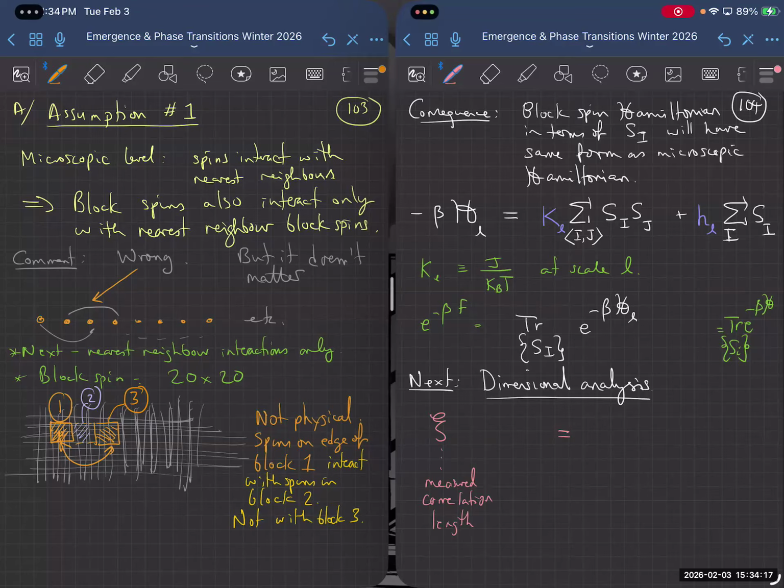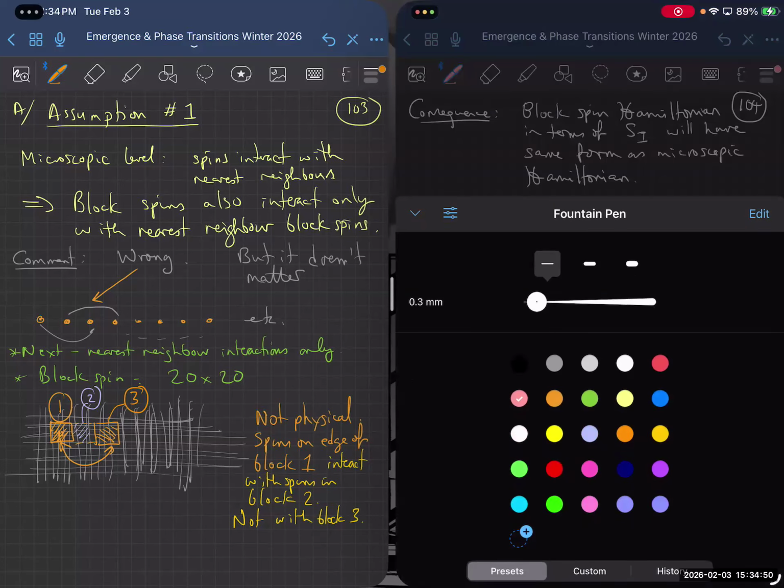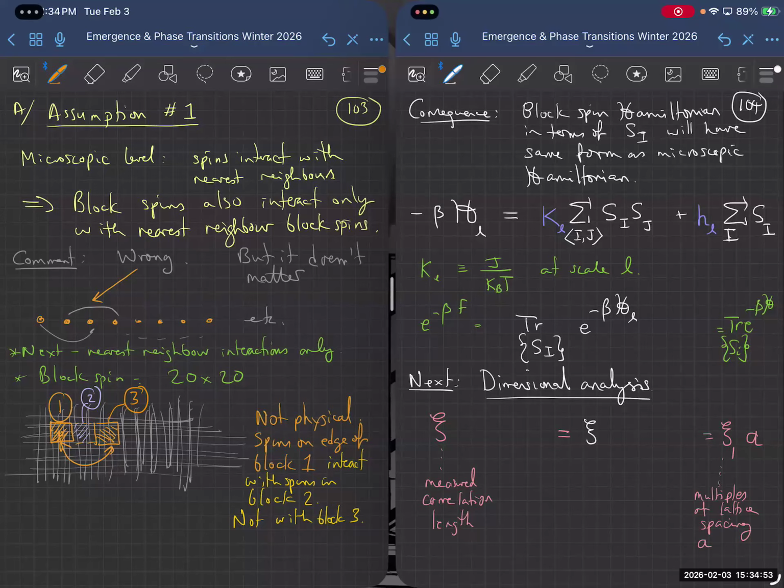At the microscopic scale, we might say, well, we should measure this in units of the lattice spacing A. So we'd say there's a number psi1 here, which is multiples of the lattice spacing A. So that would be one way that you could measure the correlation length. But you could also measure it in units of the block spin size. So I could also write it in terms of psi L times L A.